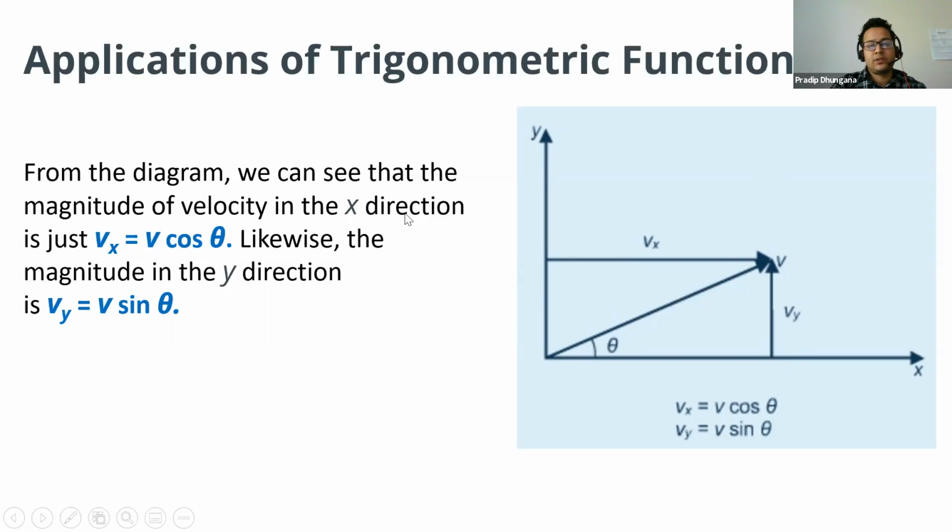the magnitude of velocity in X direction, that is Bx is B cosine theta. Let me explain how we got that one. Cosine theta is adjacent over hypotenuse. Here Bx is your adjacent, and B is your hypotenuse. So in that way, we got Bx is B cosine theta, and similarly By is B sine theta.